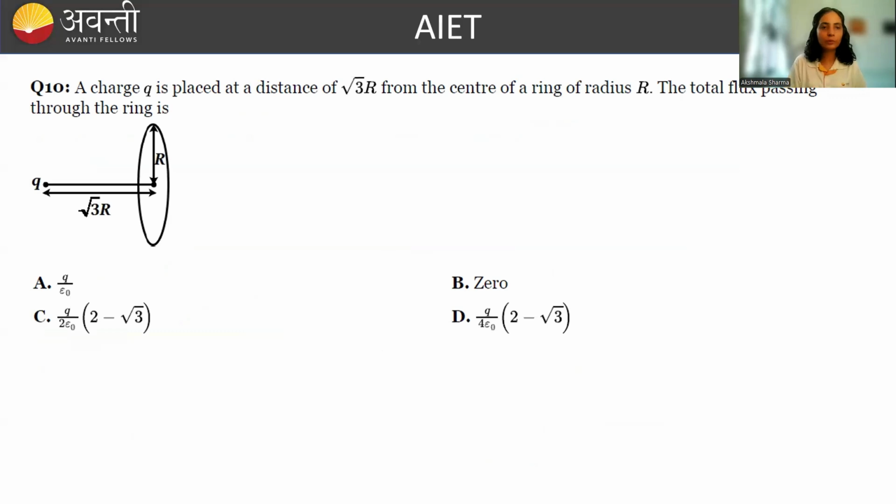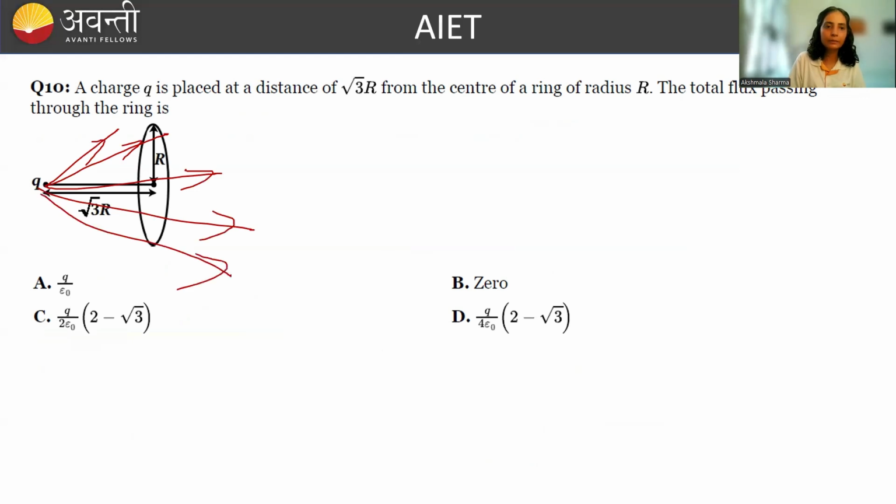Now let's do this question. A charge Q is placed at a distance √3r from the center of a ring of radius r. The total flux passing through the ring. So this is a charge. From here, electric field must be coming outward like this. So we are asked what is the electric flux because of this charge to this ring. So let's see how we can solve it.